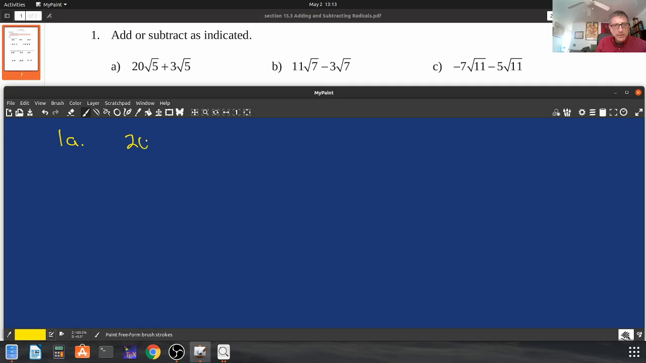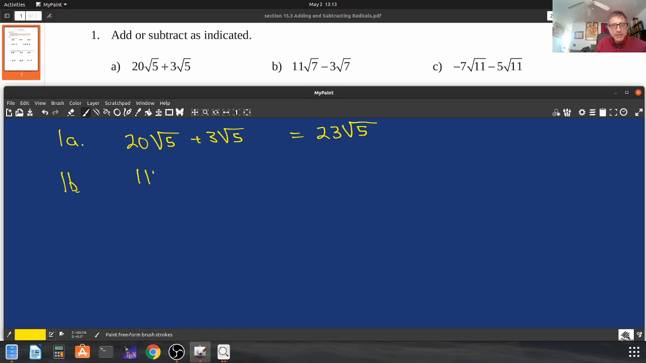We want to add 20 times the square root of 5 plus 3 times the square root of 5. So notice, look at our radical symbols. They have the exact same number underneath. So I just add 20 of something plus 3 of the same something, 23 of that something. And what is that something? It's the square root of 5.